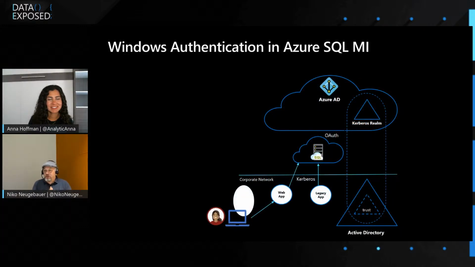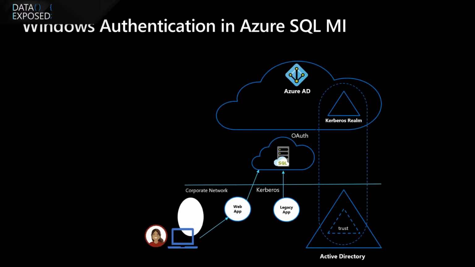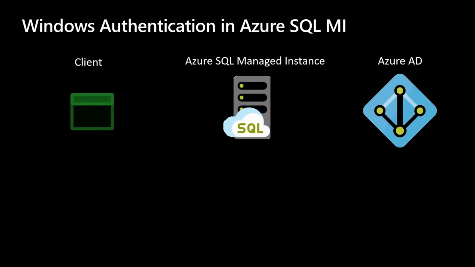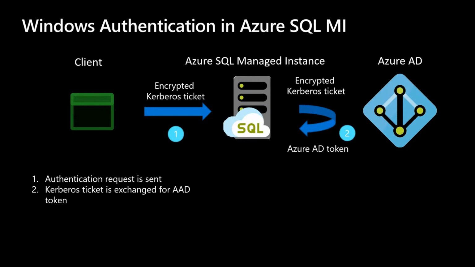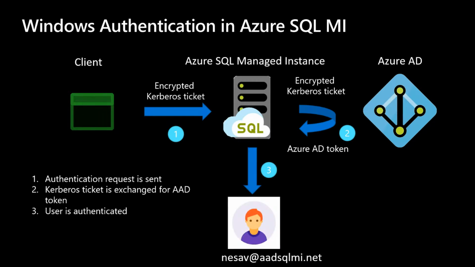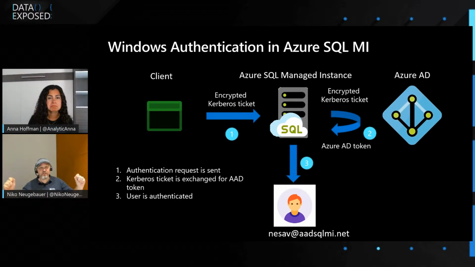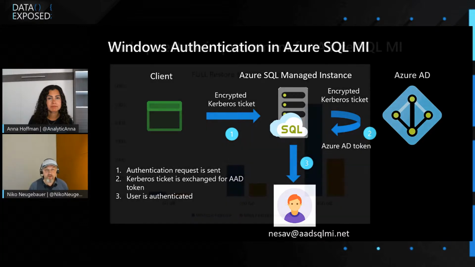Next one, Windows authentication. As I told, we're supporting double hop, old legacy apps, amazing thing. You just sync your Active Directory into the Kerberos realm of Azure AD. And once your client application sends the encrypted Kerberos tickets, Azure SQL Managed Instance recognizes the format, goes into the Kerberos realm, and exchanges the Kerberos tickets for an Azure AD token, and thus authenticates the user. It's not only supported for a single hop scenario, you can use a double hop, even if you're using linked servers between different managed instances.